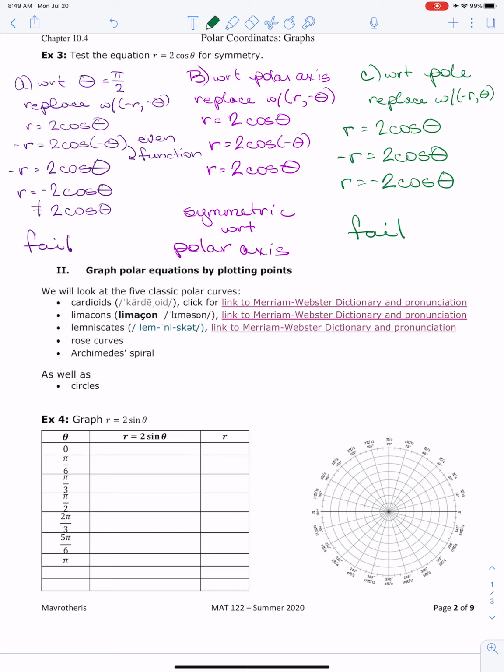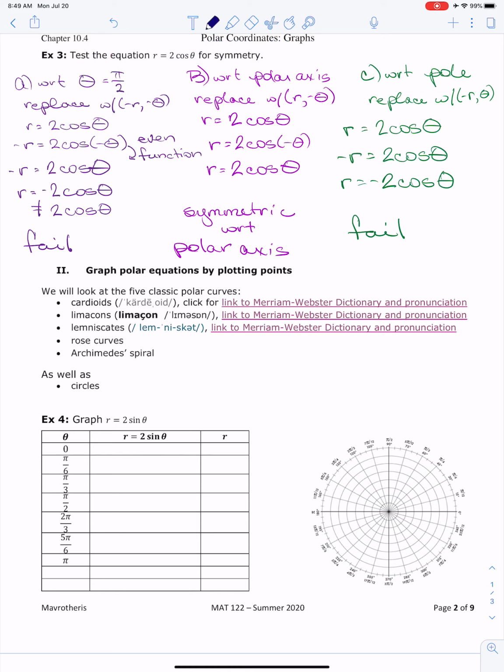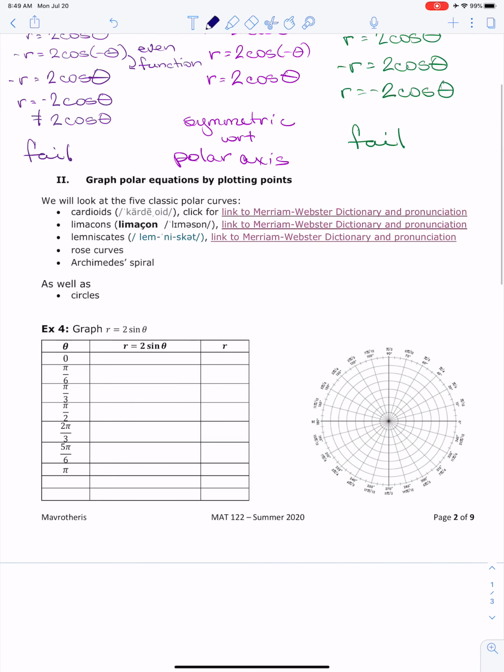Okay. We will check for symmetry as we move forward. It's going to help us as we graph, hopefully remove some of the work we have to do. So we are going to start plotting polar equations using points. There are 5 classic polar curves. Those are cardioids, limacons, lemniscates, rose curves, Archimedes spirals, and then we've got circles.